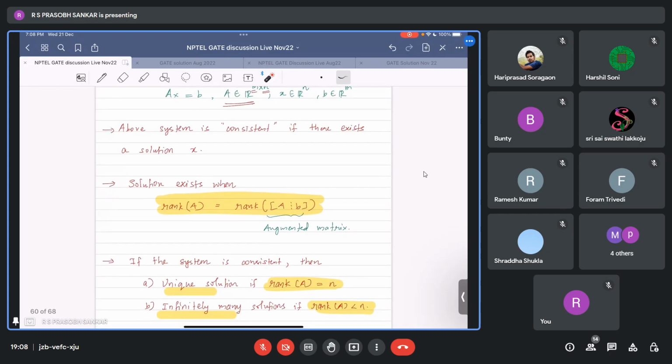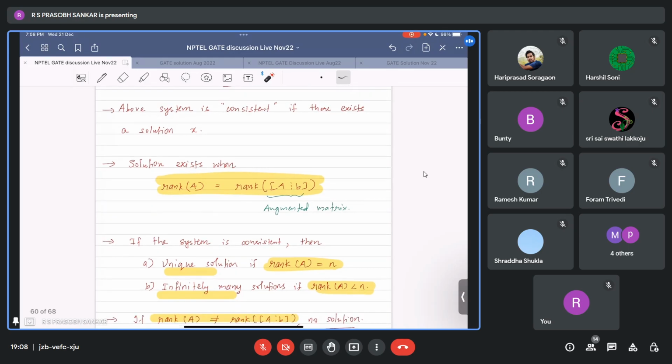The condition to check whether a given system of equations is consistent, or whether there exists at least one solution, is the one we have here. A solution exists when the rank of A is the same as the rank of the augmented matrix, A augmented with B. We have a big matrix A and stack the column B after it, so this will have dimension m cross n plus 1. This is the augmented matrix. If the rank of A happens to be the same as the rank of the augmented matrix, then the system of equations is said to be consistent and there exists at least one solution.